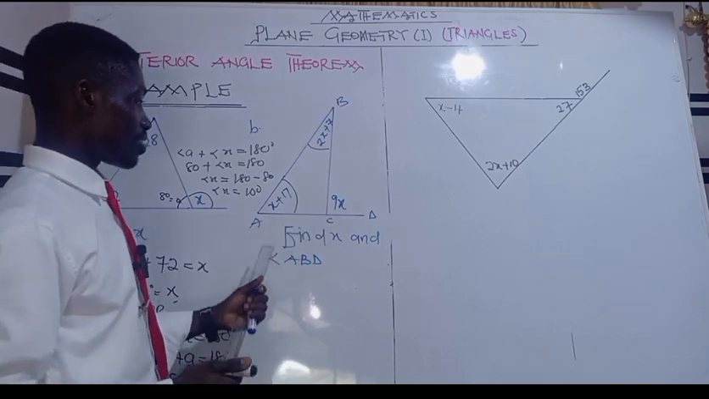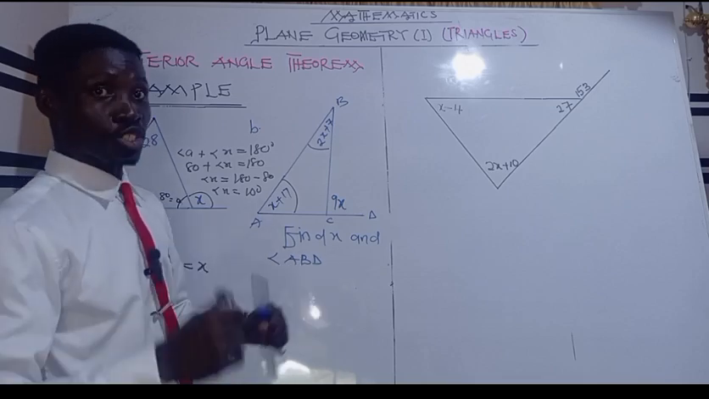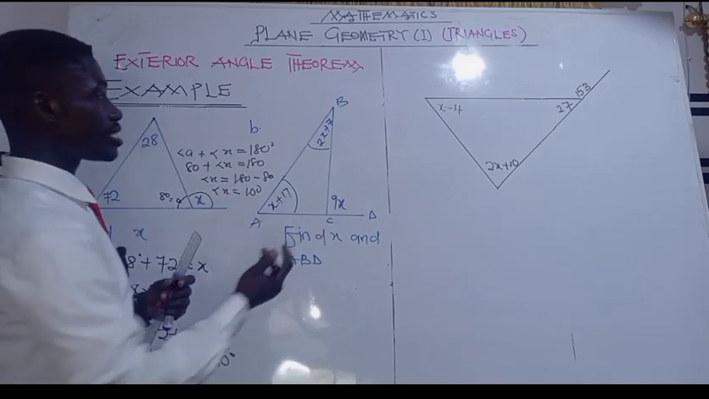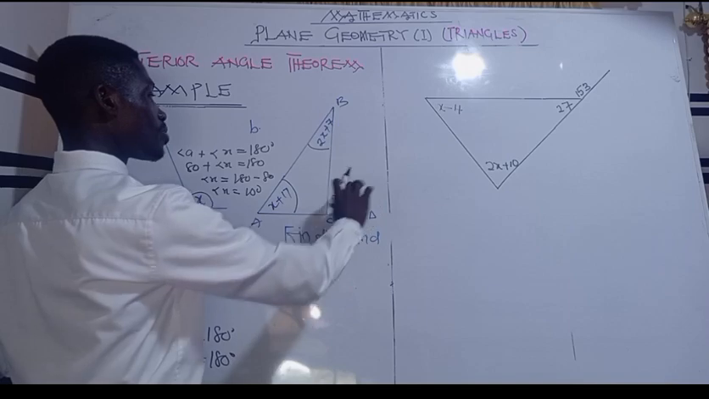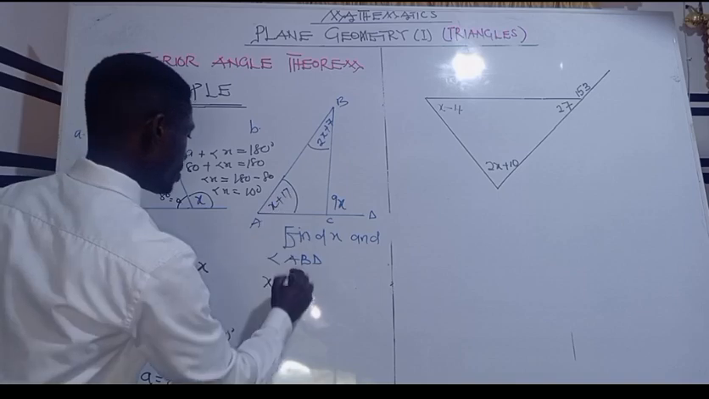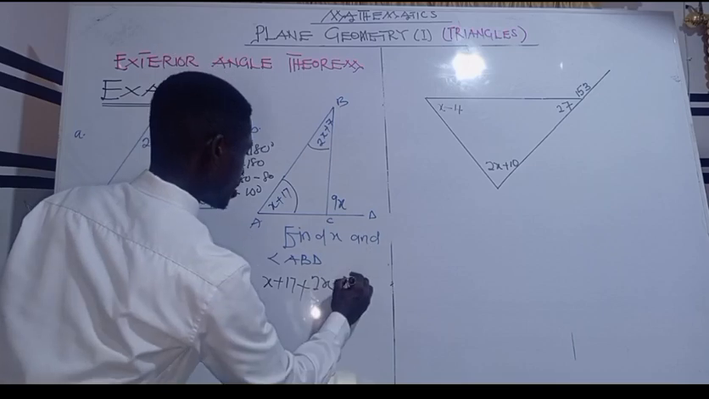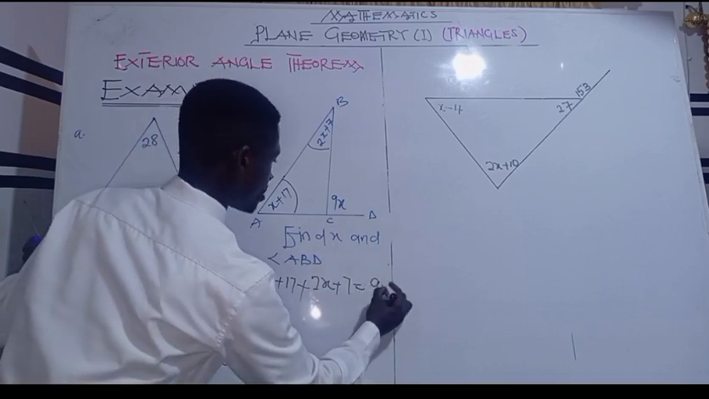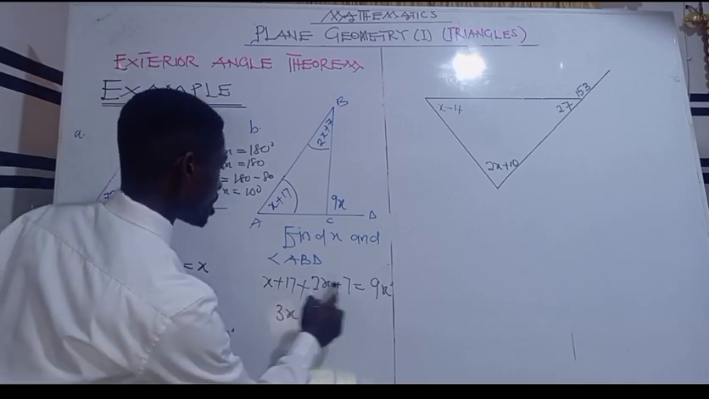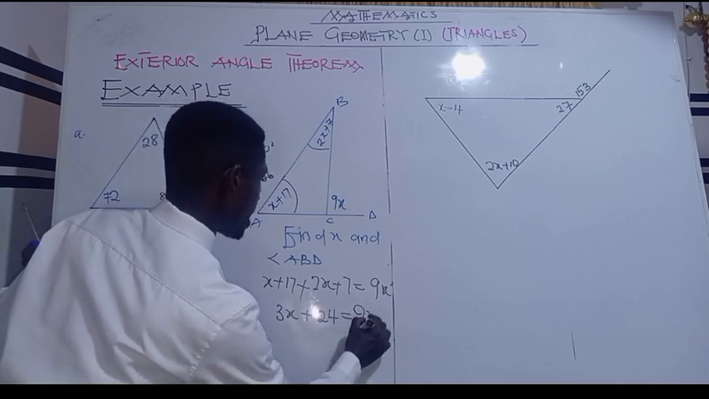Okay, so I hope you were able to find the value of x and then angle ABD. Let's solve it together to see if you are on the right path. So you know that from the exterior angle, this angle plus this angle is equal to the exterior angle. So we know that x plus 17 plus 2x plus 7 is equal to the exterior angle. Good. So we have x plus 2x, we have 3x plus 17, 7, we have 24 is equal to 9x.